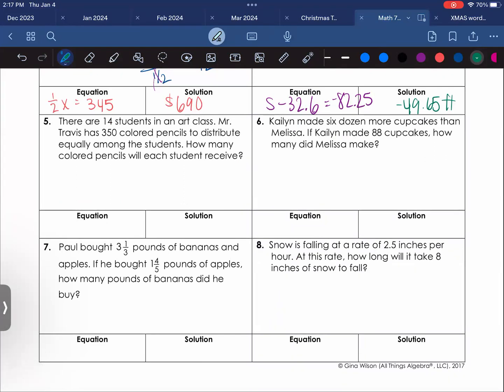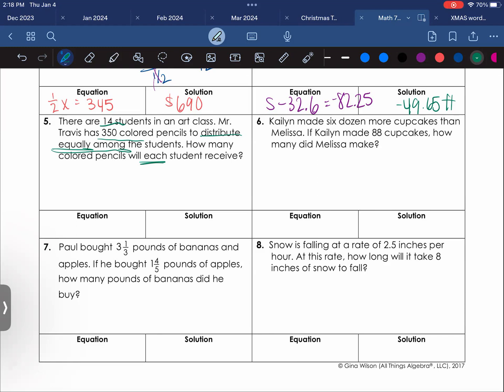All right, we'll quickly go over the next 4 together also. So number 5, there are 14 students in art class. Mr. Travis has 350 colored pencils to distribute equally. There's your keywords. How many colored pencils will each student receive? So you want to distribute equally among students. So you will have to do division to get your solution.